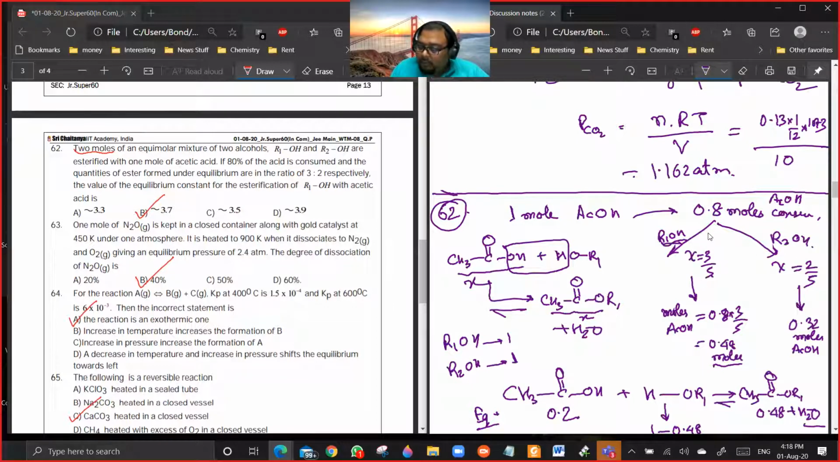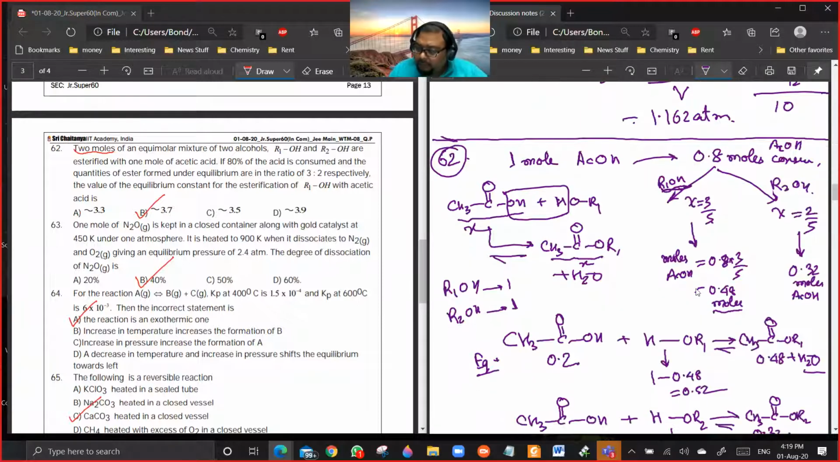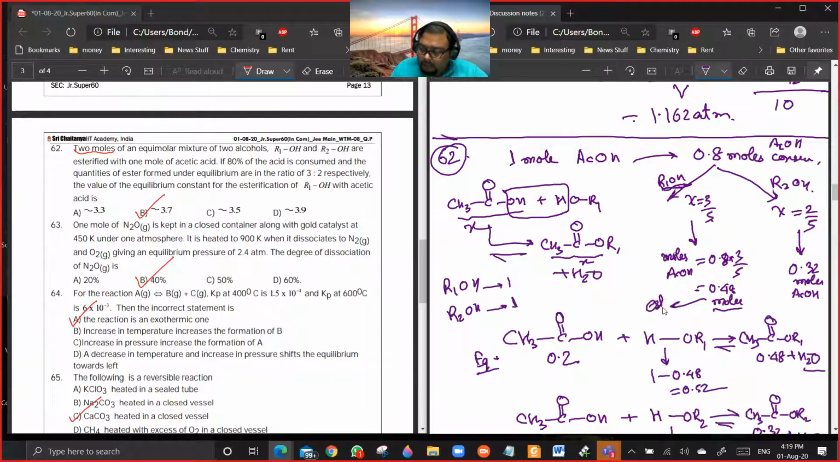So if 3 by 5 mole fraction of the reacted acetic acid is reacting, then it will be how much? 3 by 5 into 0.8 moles of acetic acid. So it will be 0.48 moles of acetic acid which has reacted with R1OH. That is why you are getting 0.48 moles of ester. Are you getting my point? Yes or no?